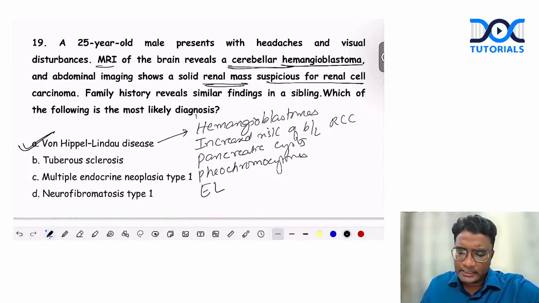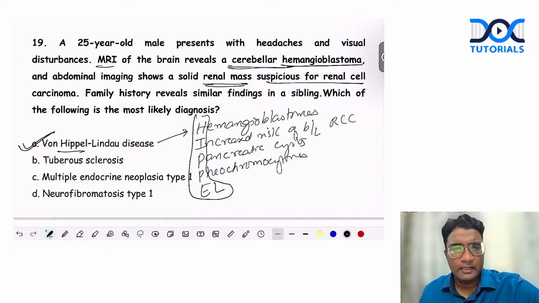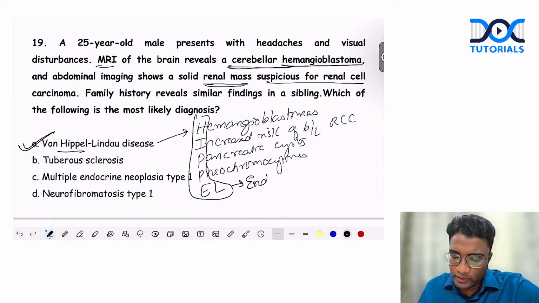And remember it as Hippel. Can you see the name Hippel inside? So this word I'm using, Hippel. So hemangioblastomas, increased risk of bilateral RCC, pancreatic cyst, pheochromocytomas. And what is EL? Presence of endolymphatic sac tumors in the patient.